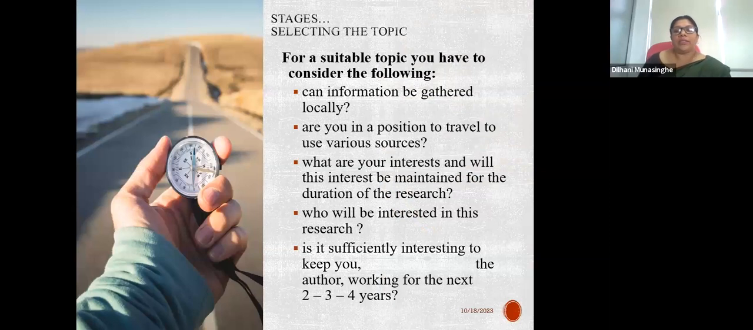So when we talk about selecting the topic, for a suitable topic, you have to consider the following. Can information be gathered locally? It is important to consider if you have access to necessary resources and information locally. If the topic requires data or resources that are not readily available in your local vicinity, it may pose challenges for your research. Are you in a position to travel, use various sources? Some research topics may require you to travel to different locations to gather data or access specific sources. If this is not feasible for you, it can limit your ability to conduct thorough research.